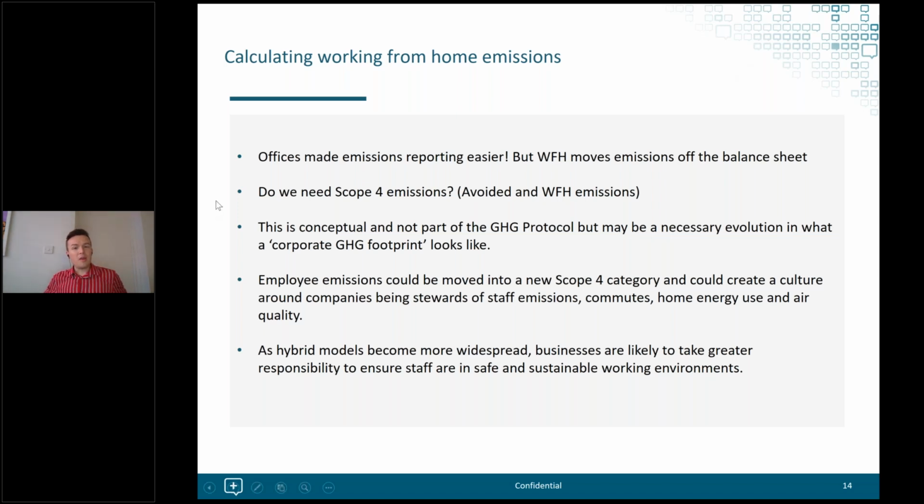So when we think about working from home emissions, offices made environmental reporting easier. When you think about a company, you think about their offices and their sites, you think about the bills that they pay, and you think about then the emissions associated with those activities. And this shift with companies now having employees working from home has meant that a lot of the emissions associated with a company's operations are now off of the balance sheet in terms of what the company is then paying for.